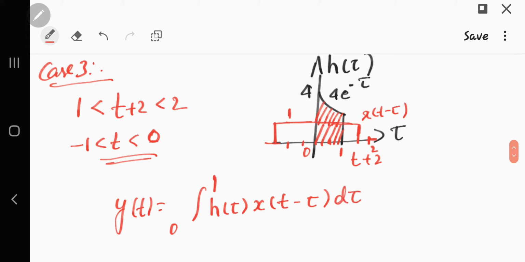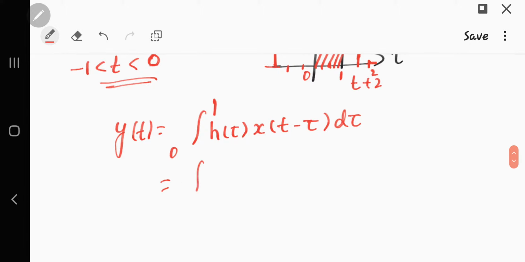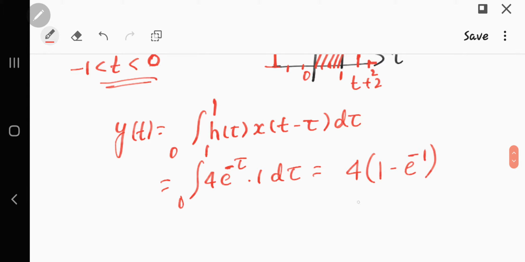Okay. So this is the part where the signal is getting overlapped. And if we substitute, this is 4 into e power minus tau into 1 d tau. Now if you integrate and apply the limit, you will get 4 into 1 minus e to the power of minus 1. You can substitute further and you should get something like 2.5285. Okay, I have written the direct answer here just to save some time.